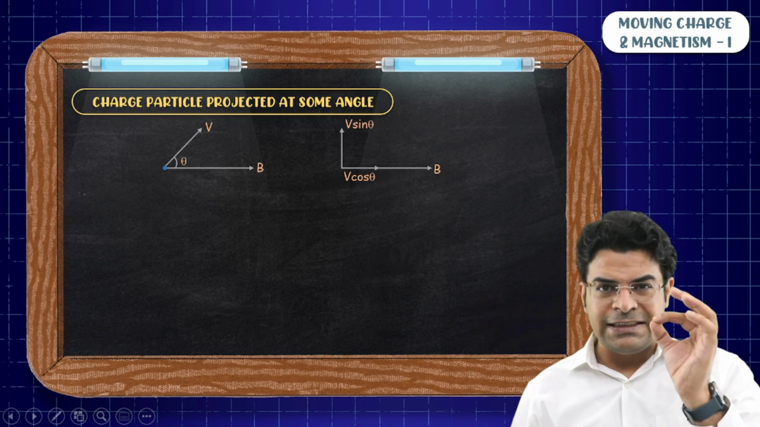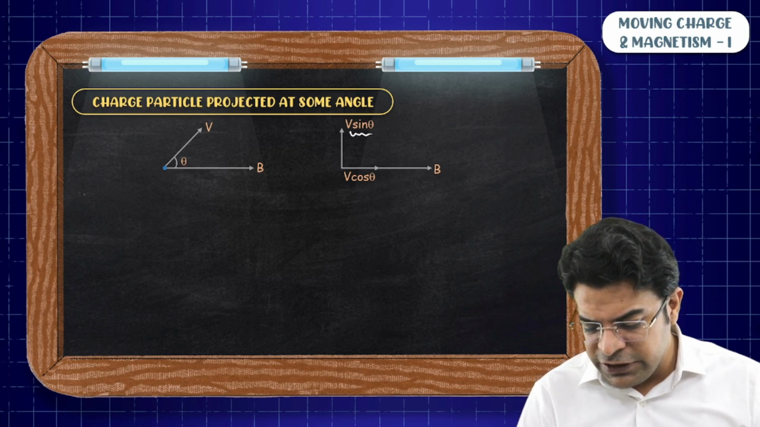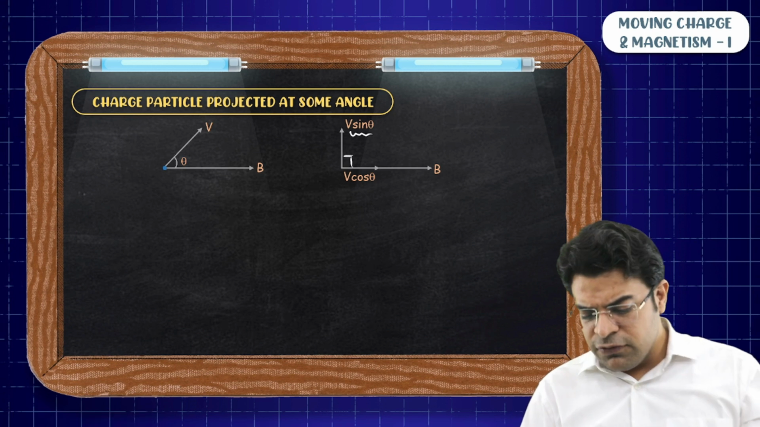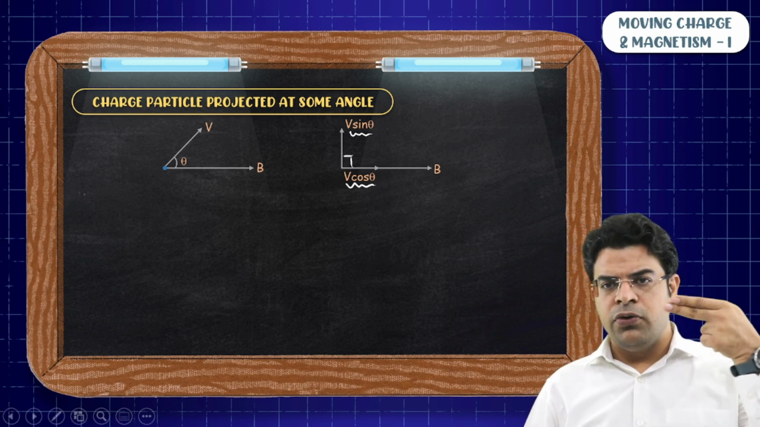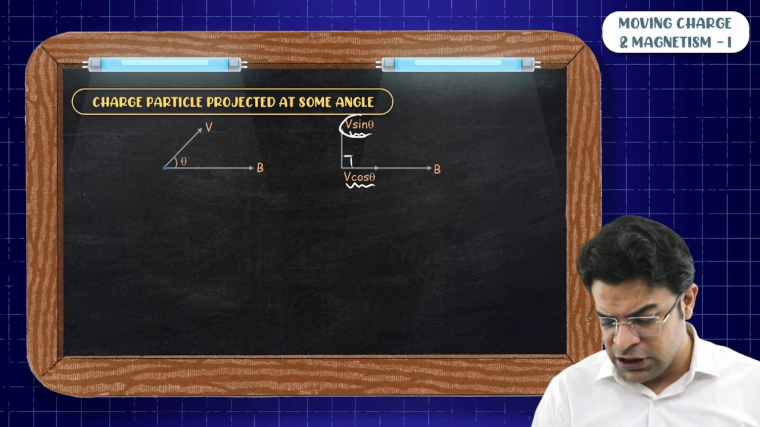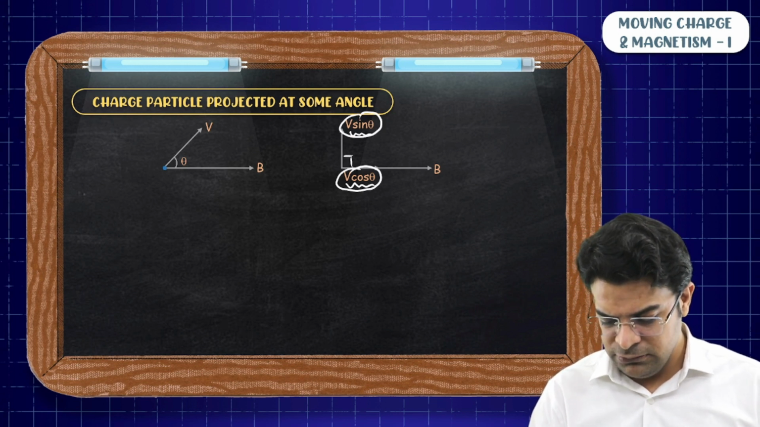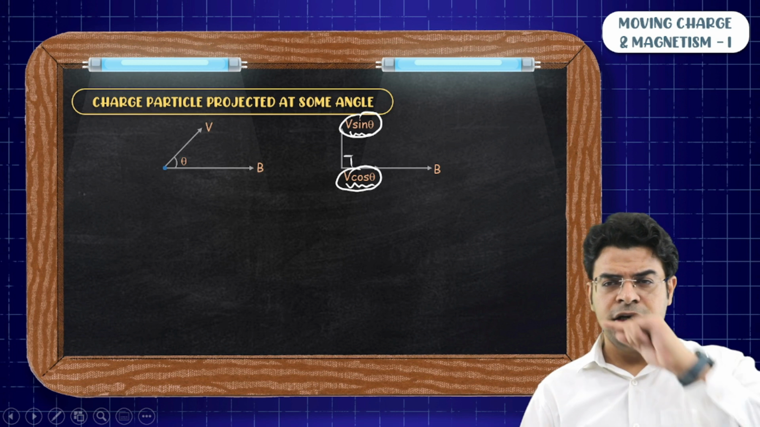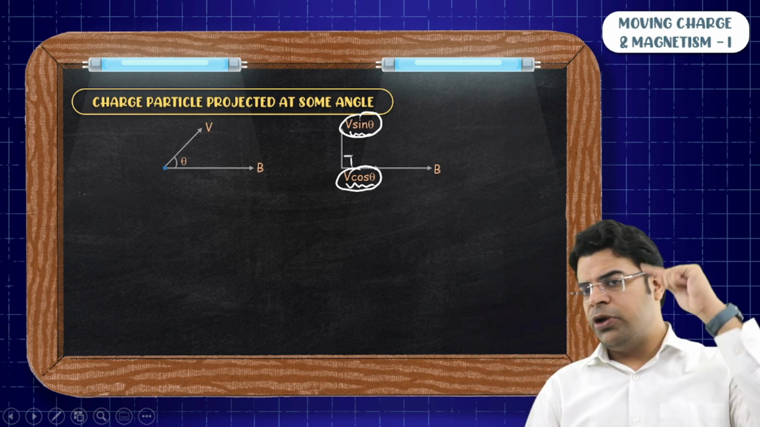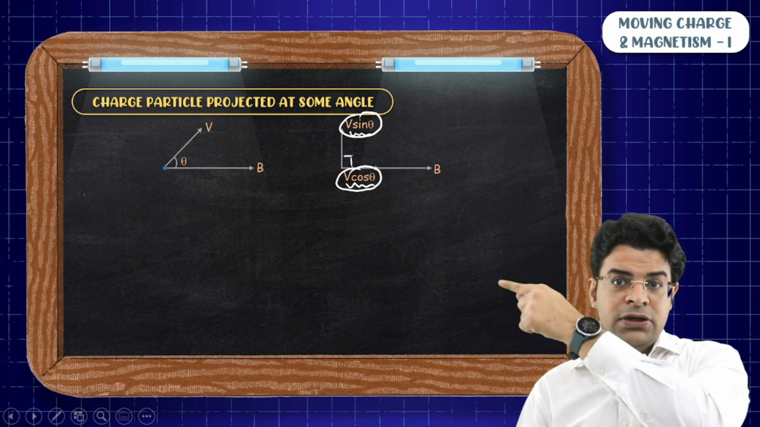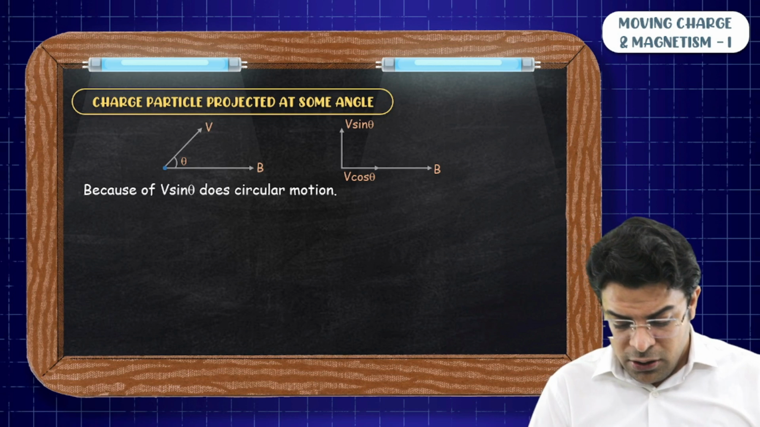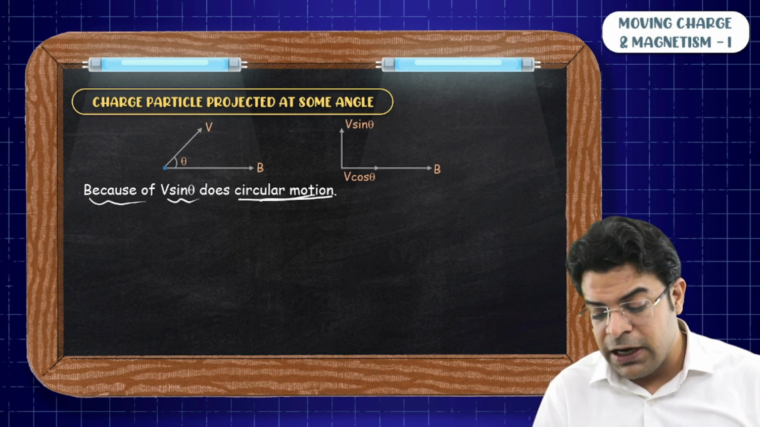So visualize them one by one. Because of this v sin theta, it will do circular motion. Because of this v cos theta, it will go in a straight line. The overall motion has to be the combination of these two motions. What will the combination look like? So circular plus a straight line, and that combination looks like a helical path, just like the DNA structure. So because of v sin theta, the particle does circular motion.